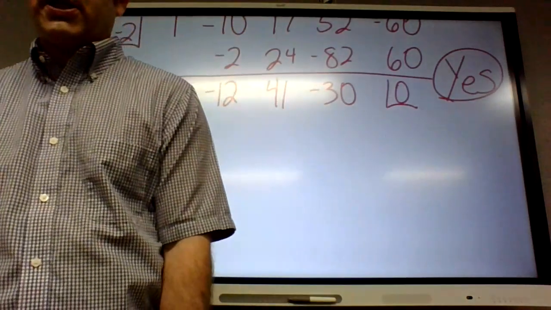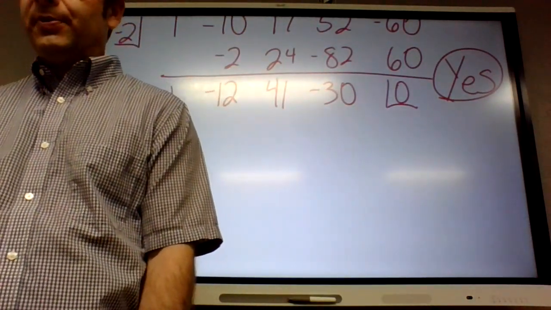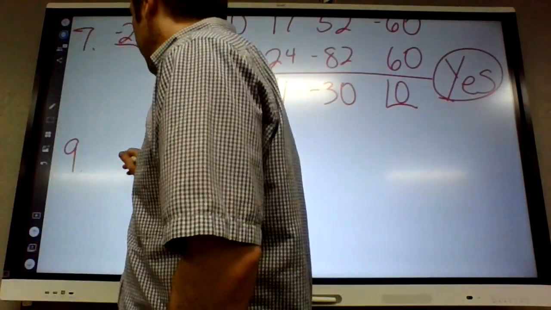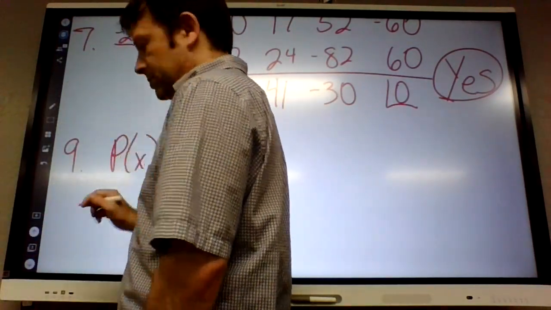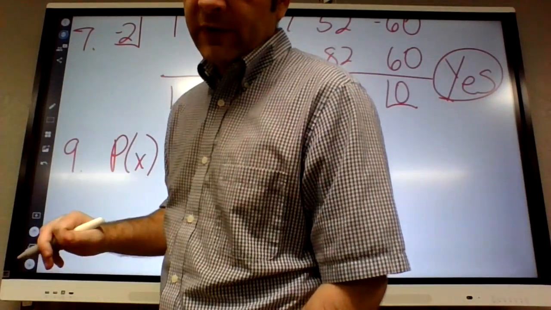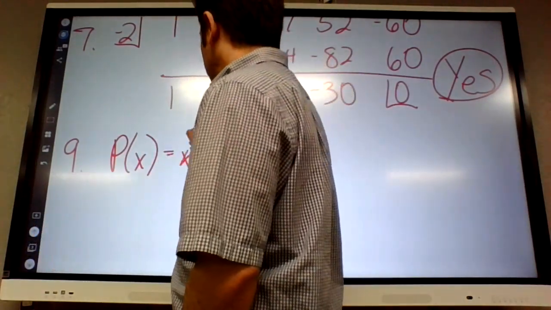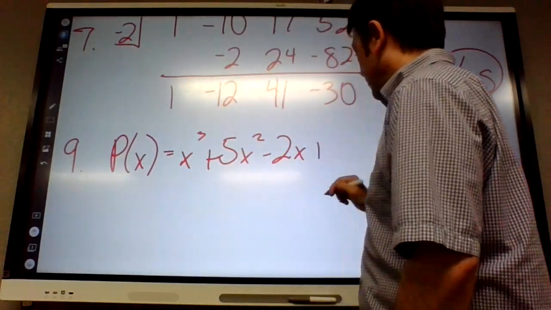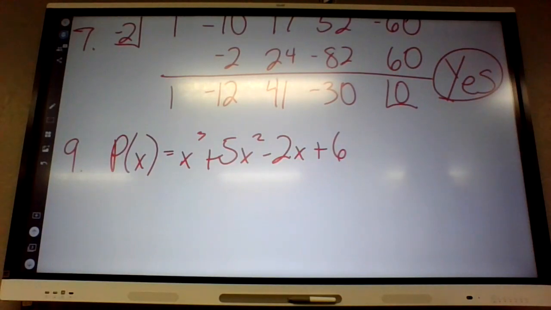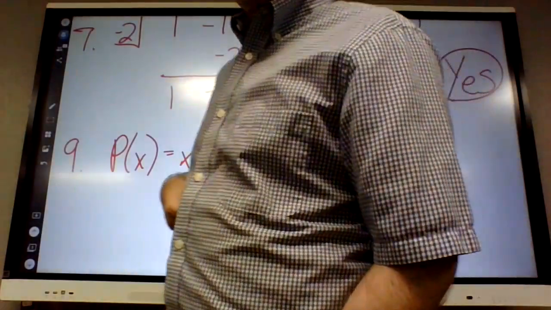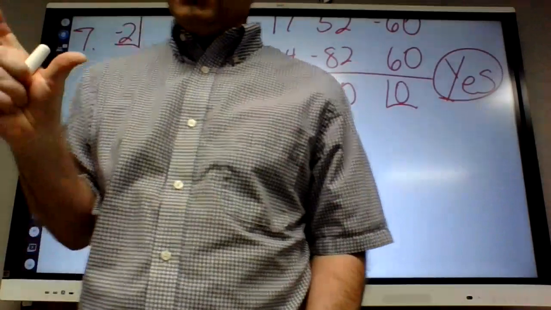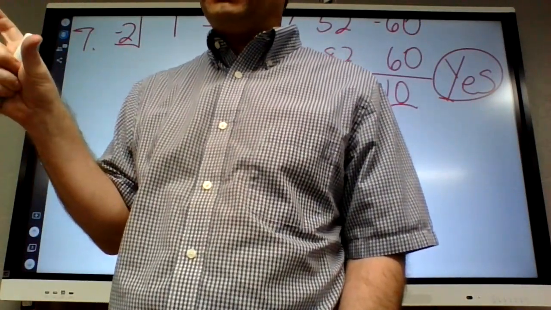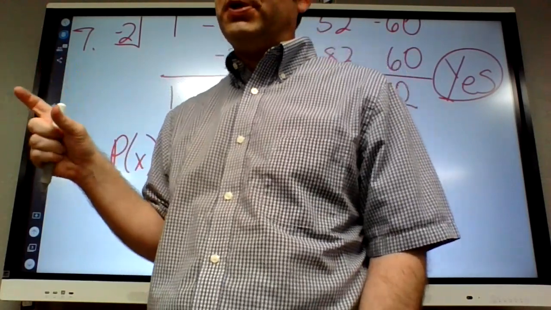Number 9. Okay, this is actually new. So 1 through 8 we kind of redid synthetic, but number 9 is new stuff. So let me copy this down before I get rolling here: 1, 5, negative 2, 6. Okay, so the directions on number 9 say: use the rational root theorem, I'm about to explain what that is, to find the possible rational zeros for each polynomial function.